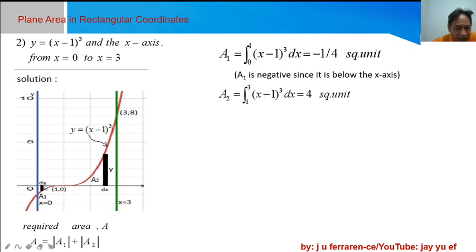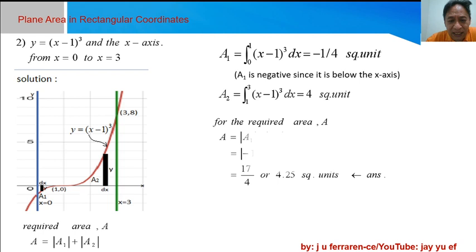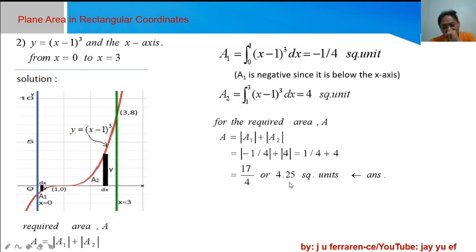So, we really need a graph, no? Because we need to have our graph also be used to determine the limits of integration. If evaluated, we come up with a value of 4 square units as the area. How about the total area needed? It is the sum of the absolute value of A1 plus the absolute value of A2. So, we have negative 1/4 plus 4. Their absolute values are 1/4 plus 4 added. So, your area will come out as 17/4, which can also be expressed in decimal as 4.25 square units.